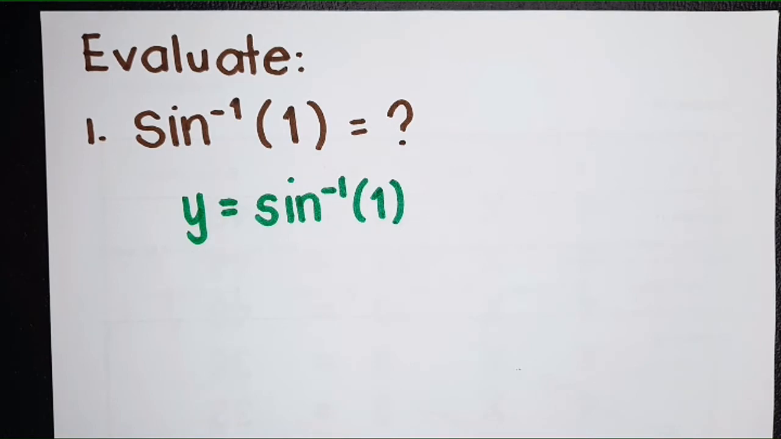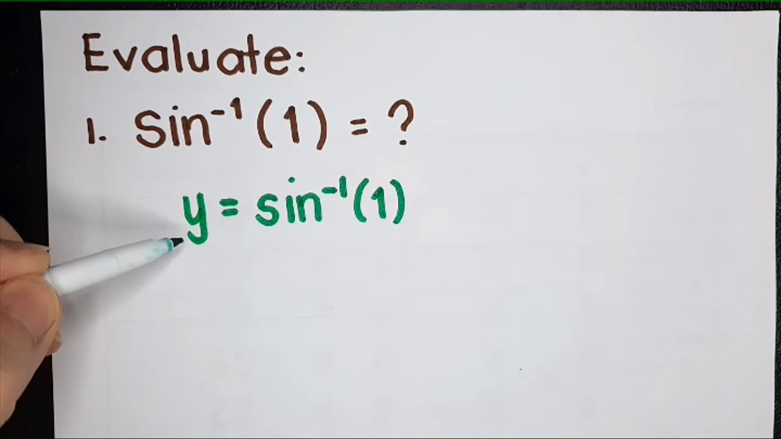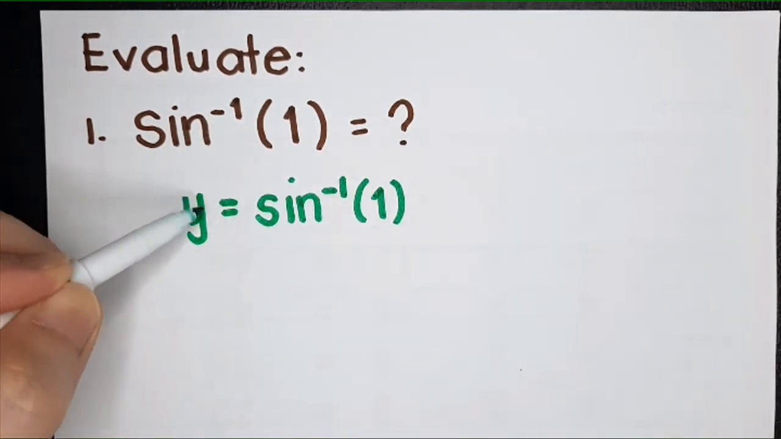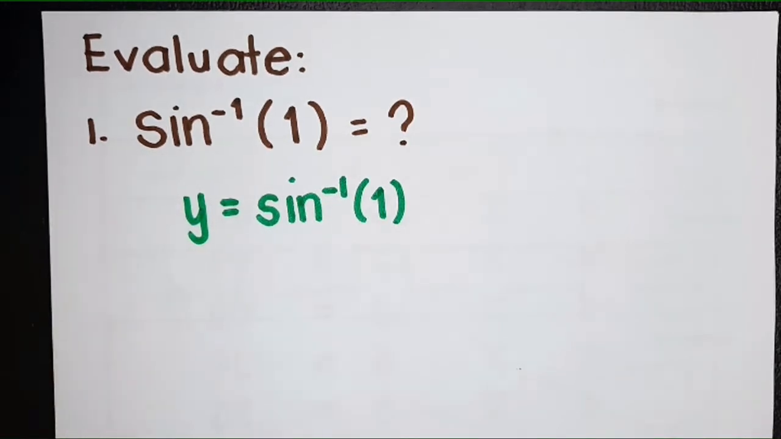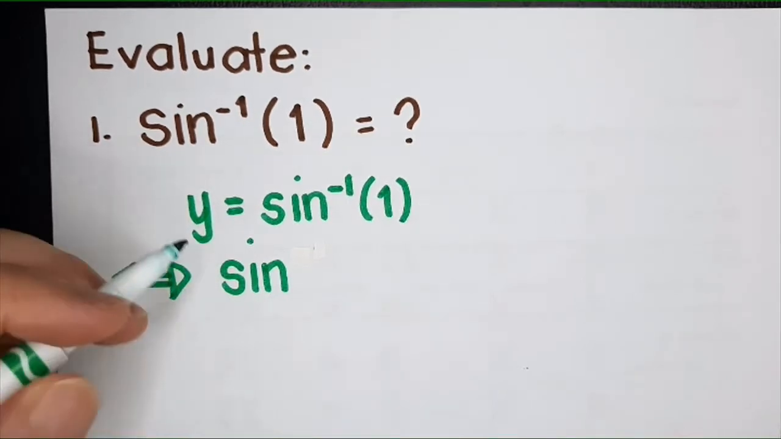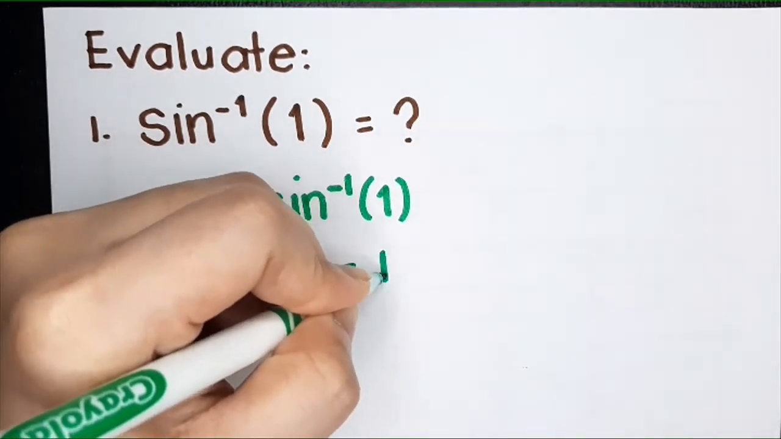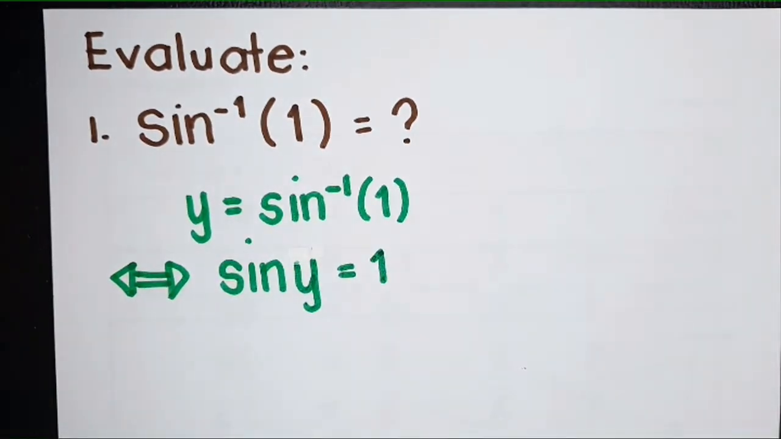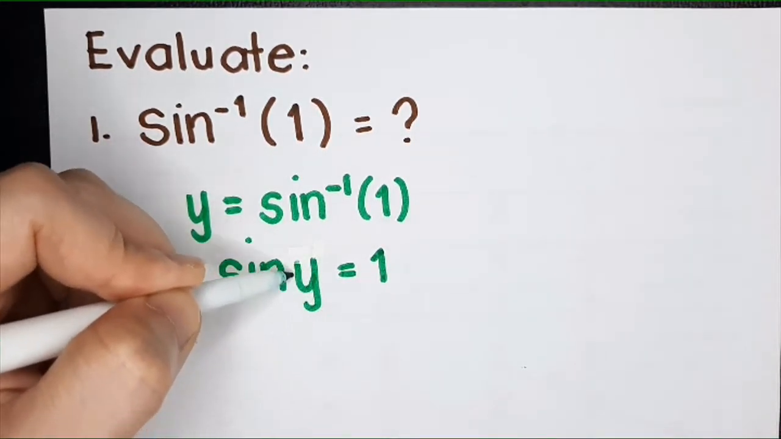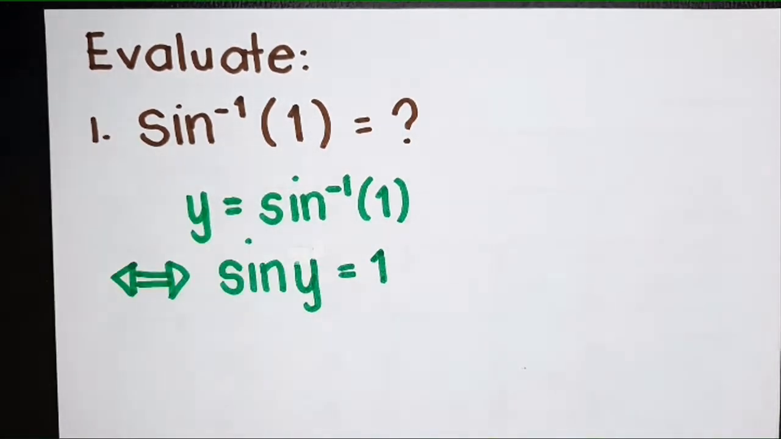Okay? So, you're looking for the value of y. Right? Because you're looking for sine inverse of 1. What's the value of that? And that is equal to y. Equivalently, you can write this in this way: sine y equals 1. So, parang you're looking for an angle measure na kapag kinuha ko yung sine ng angle measure na yon, the answer is 1.